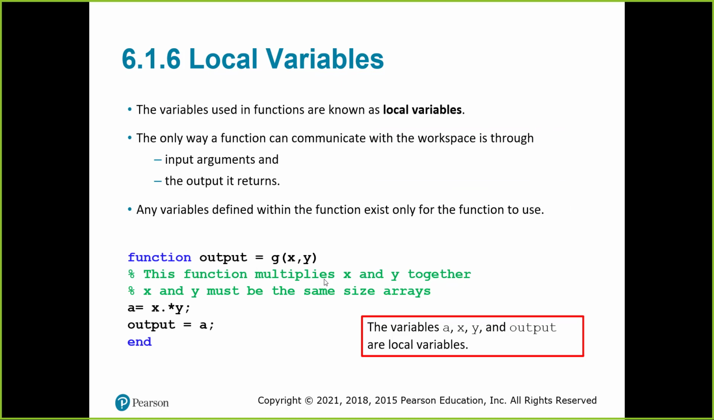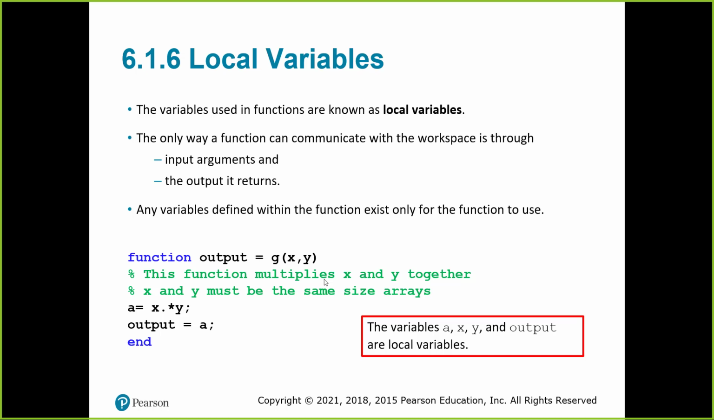Local variables. Again, as I said earlier, all the variables inside of a function are known as locals. They're only accessible to the function itself, and the variables are not available outside of the function, and variables outside of the function are not available inside. The only thing that the function can deal with is what is passed to it and what it passes back to the user.